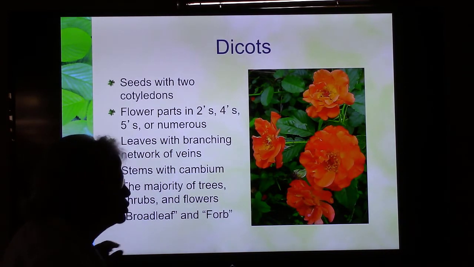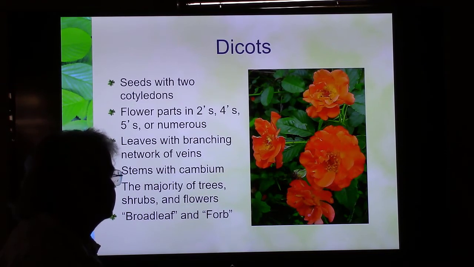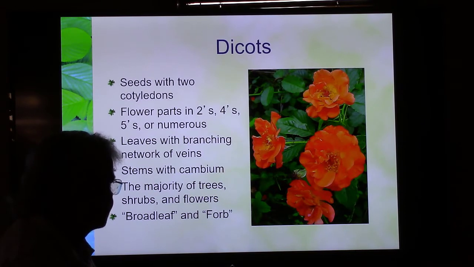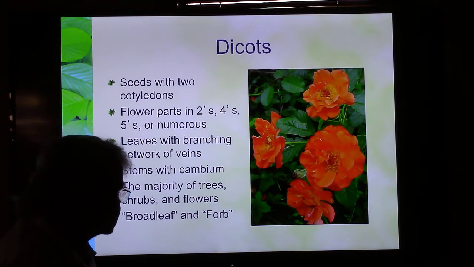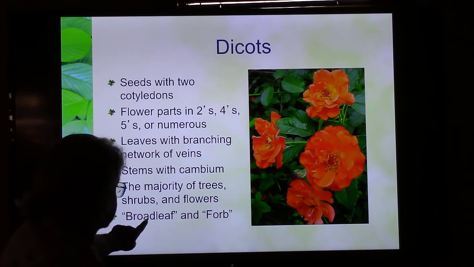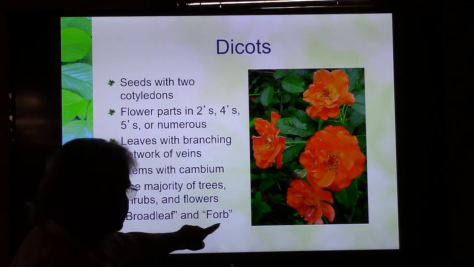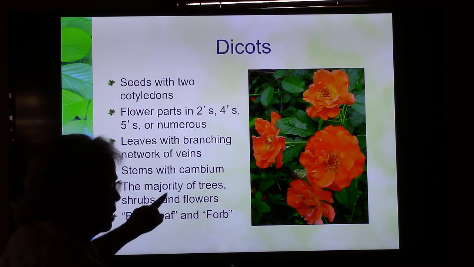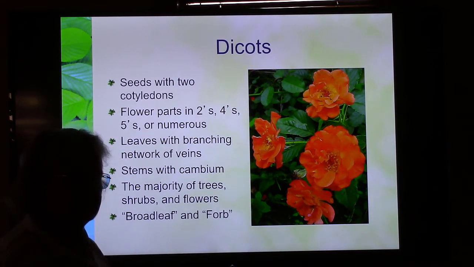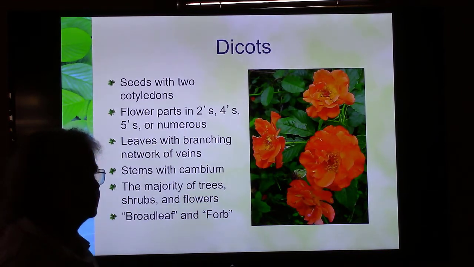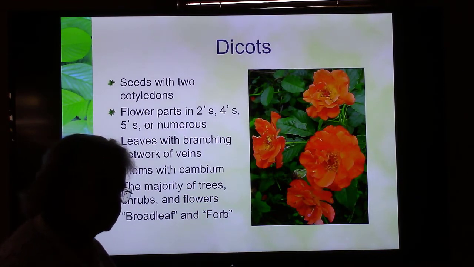But when I go to the chemical department to buy some herbicide to kill some weeds, I'm not going to see the word dicot. I will, however, see broadleaf or maybe forb. Broadleaf weed killer. That might say it on the label. What does it kill? Dicots. What does it not kill? Monocots.